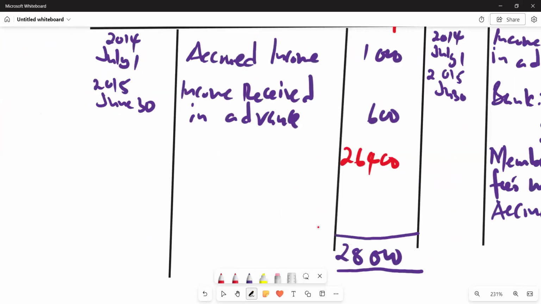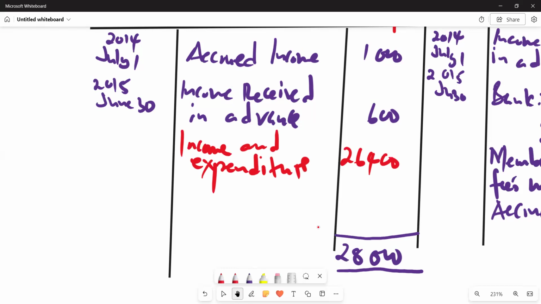So here we are saying income and expenditure. So this is what we have. This is the balance that we are going to put on the credit side of the income and expenditure account, our 26,400. Remember, all incomes in the income and expenditure account will go to the credit side, then all expenditures will go to the debit side. So basically, this is what we have.